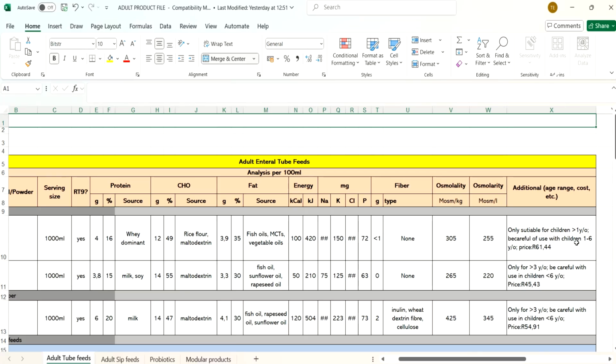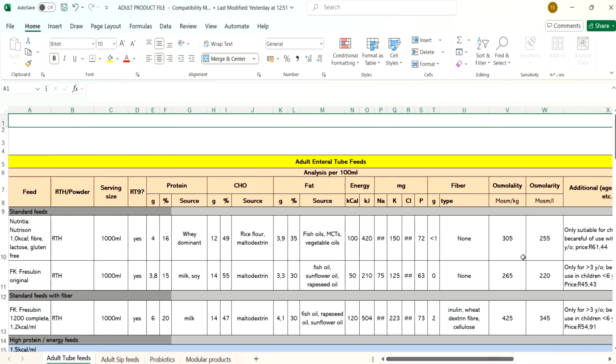Okay, so they say that you should be careful of use for kids that are 1 to 6 years old. So obviously, based on your clinical reasoning, you pick your feed, right? For example, say there's no other feed that you can use, and this baby is now 3 years old, something like that. You use it very cautiously, monitoring all of your indicators, etc. Then, yeah, use it at your own discretion, basically.